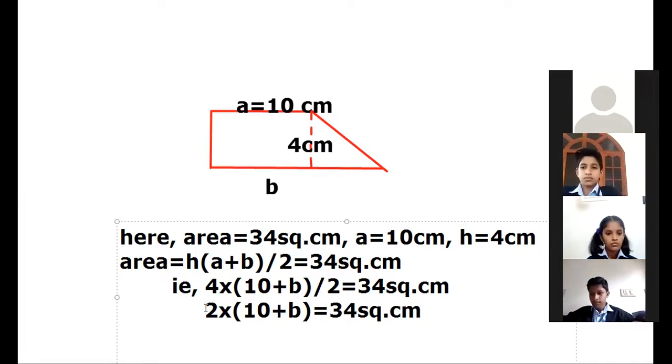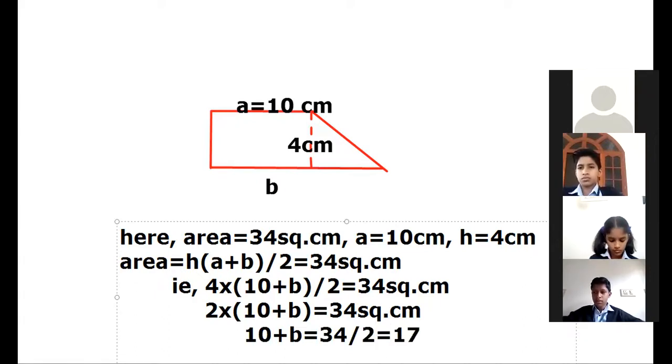First there is an into 2 here. If you take it to the other side of the equation, equal to, from LHS to RHS, if we take 2, it will become divided by 2, right? So we get 10 plus b equal to 34 divided by 2. Clear? 34 divided by 2 is 17 centimeter.